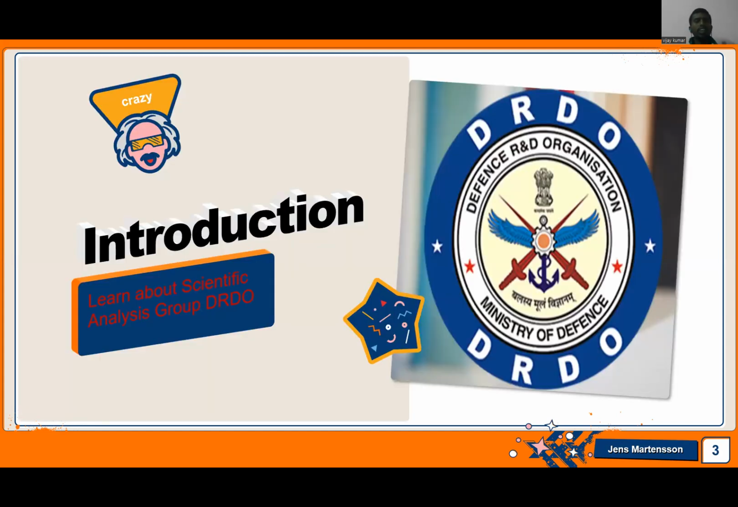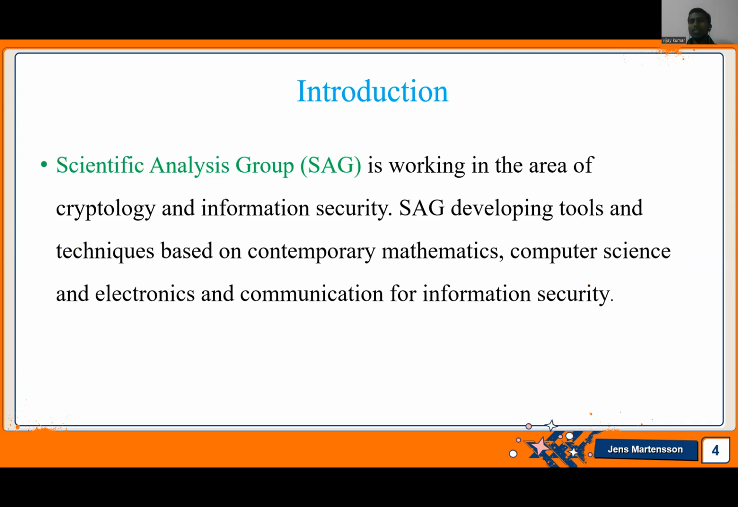Firstly, I'll give the introduction to the scientific analysis group, DRDO. We'll discuss here what the scientific analysis group and DRDO mean. So, what does the scientific analysis group mean? It works in the area of cryptography and information security. That means this group only works on cryptology and information security. The main aim of this group is to keep information security in the finest place. This is the main goal.